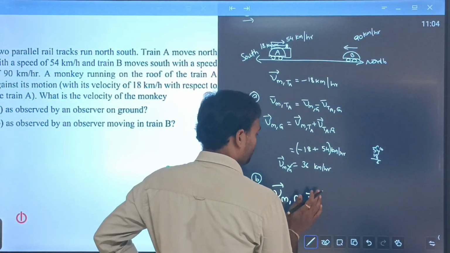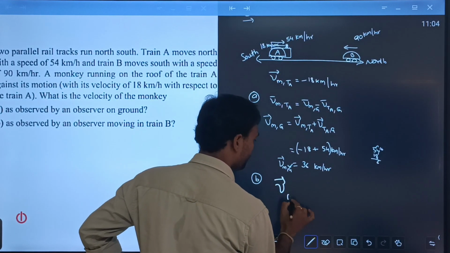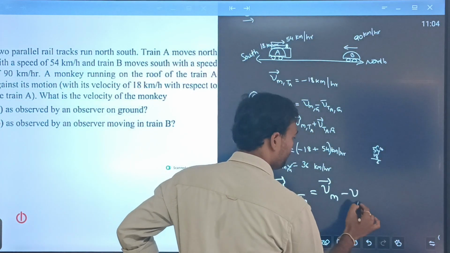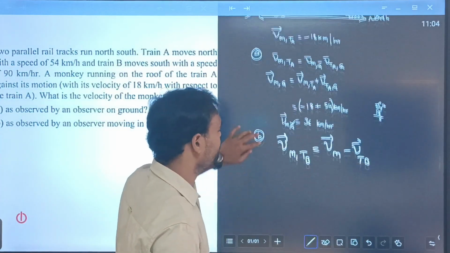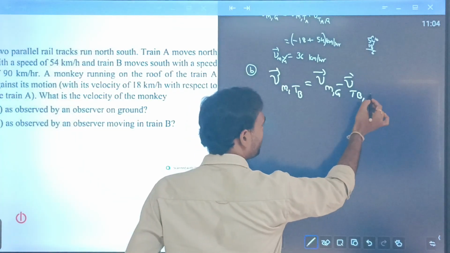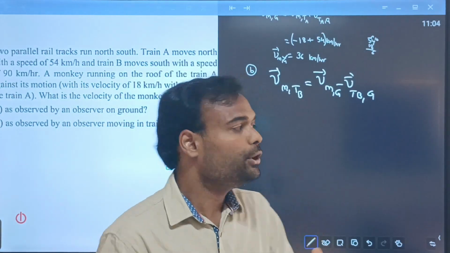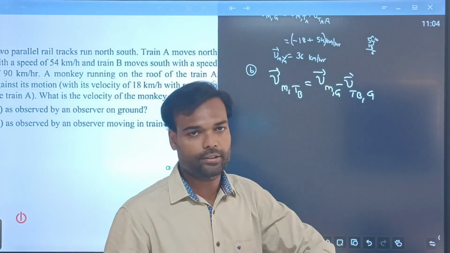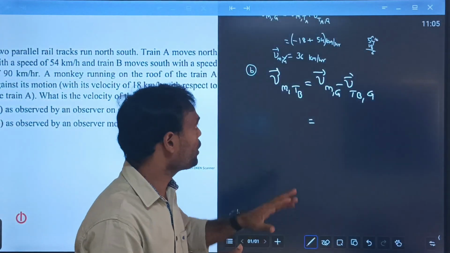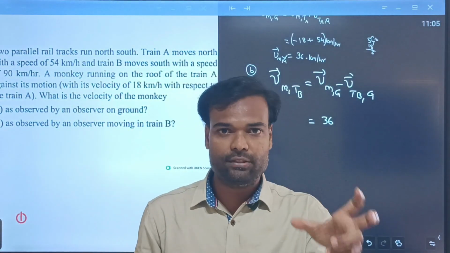Now, velocity of monkey with respect to train B is velocity of monkey minus velocity of train B. Can I write like this? Here, velocity of monkey with respect to ground and velocity of train B with respect to ground. As I told you, if it is represented with a single letter, you have to consider it with respect to the ground. Now, the velocity of monkey with respect to ground is 36, which we have already found in part A of the question.